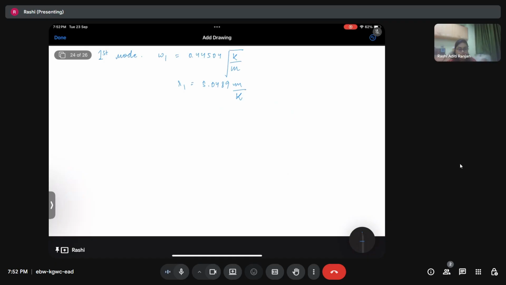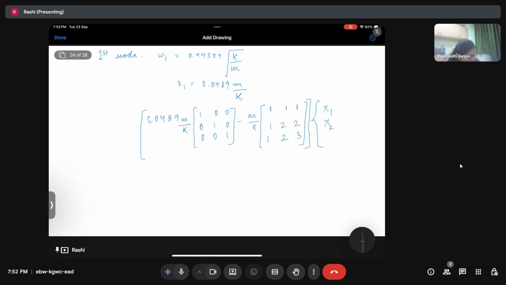And so taking lambda 1, we are going to get 5.0489 m by k times the identity [1, 0, 0; 0, 1, 0; 0, 0, 1] minus m by k times [1, 1, 1; 1, 2, 2; 1, 2, 3], multiplied by x1, x2, x3. This is for the first mode.